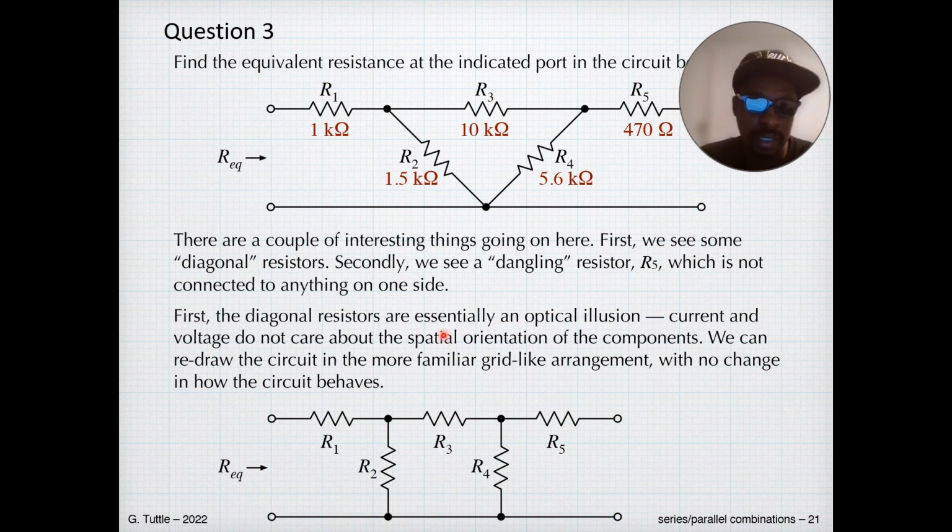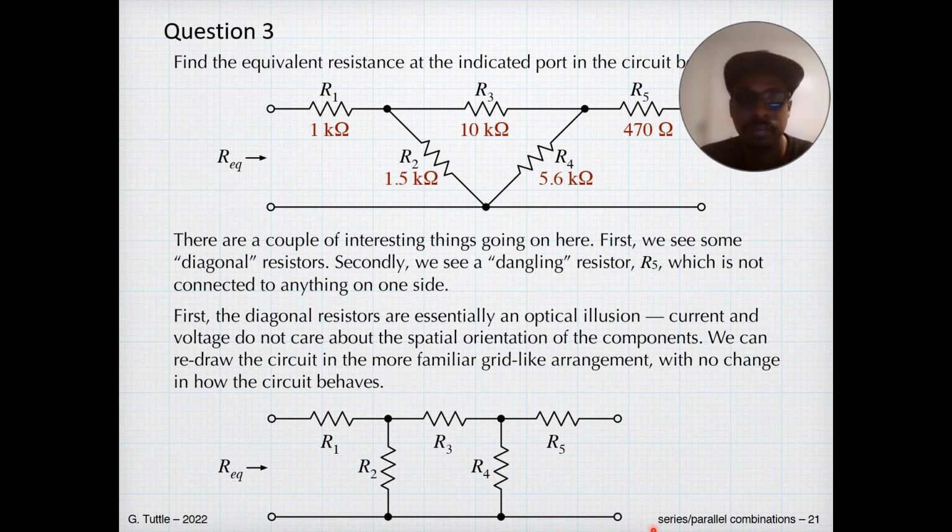So first, diagonal resistors are essentially optical illusions. Current and voltage do not care about the spatial orientation of the component. So we can redraw the circuit in a more familiar grid-like arrangement with no change in how the circuit behaves.